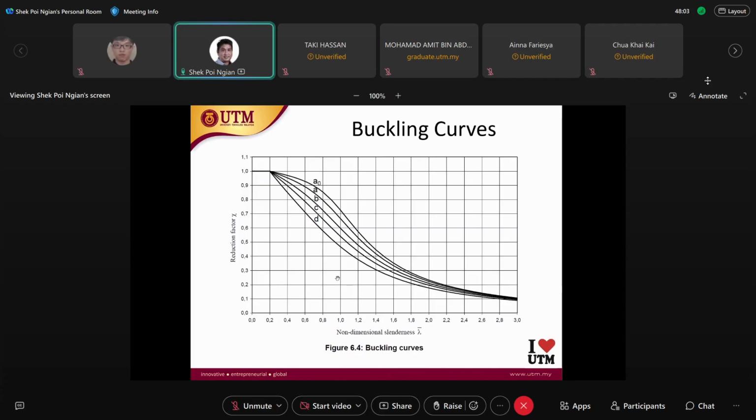If you look at your code, Eurocode 3, this is the shape of the buckling curves. We have curve A, B, C, and D. A is the highest. Of course, we have A naught, but we don't use A naught for lateral torsional buckling. We use A until D for lateral torsional buckling. So curve A is the highest curve, curve D is the lowest curve.